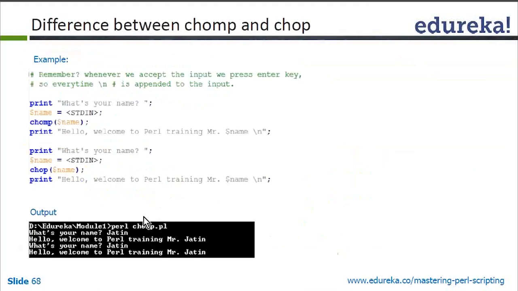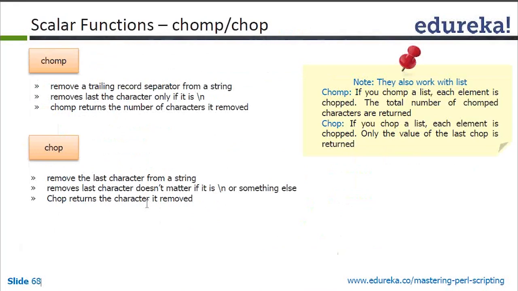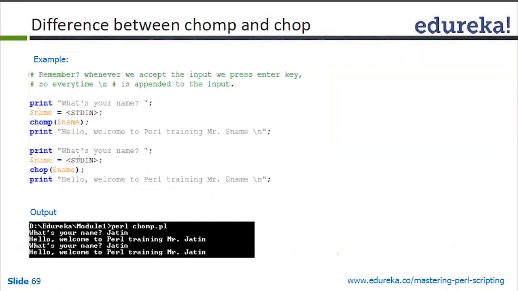So here is the example between chop and chomp, which I just mentioned. What is your name? So we enter some name and chomp name. What chomp will do is remove the /n. So you can see here, chomp returns the number of characters it removed and removes the /n. So when we want to print this, you can see the output: Hello, welcome to Perl training Mr. .name. We'll see the output below.